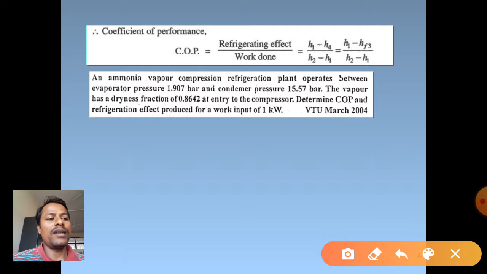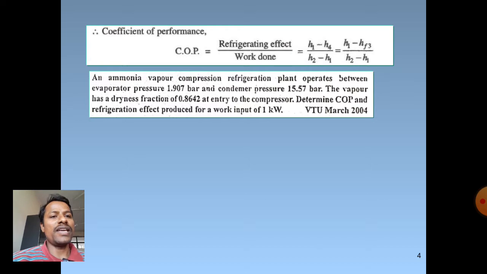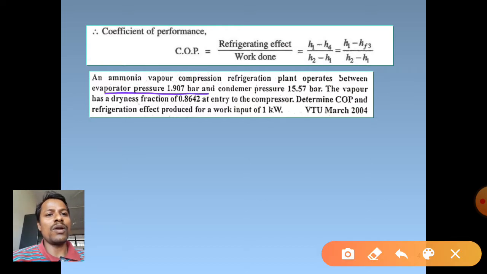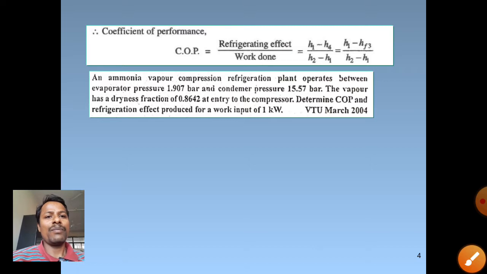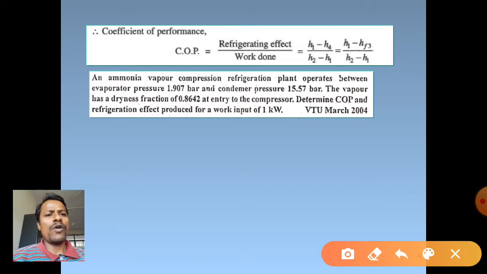Now let us discuss a numerical on this cycle. Let me read the problem statement. An ammonia vapor compression refrigeration plant is operating between an evaporator pressure of 1.907 bar and a condenser pressure of 15.57 bar. The vapor has a dryness fraction of 0.8642 at entry to the compressor.